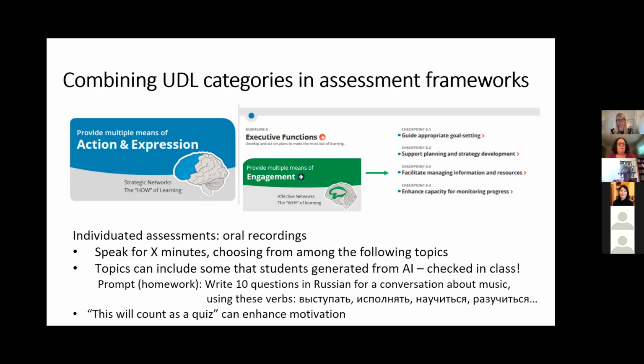I often do oral recordings for students that reflect their communicative goals: speak for a certain number of minutes, choosing from the following topics. And the topics, I've just started doing this, include some that students generate from AI, which we check in class. You can't let them totally loose with AI, but they can do a prompt as homework. So they get questions that actually use the verbs we want them to learn. And then they choose the context that they find interesting. Sometimes it's hard to come up with conversation topics that are engaging to students, and it's always nice to have their input. Saying that a recording will count as a quiz can enhance motivation.